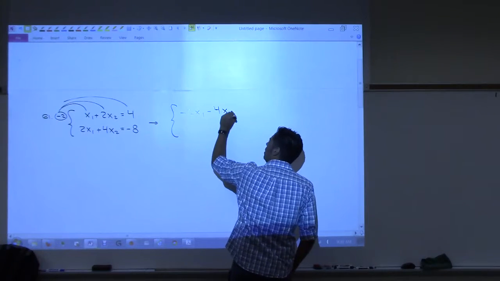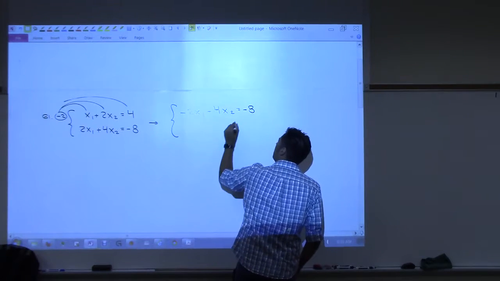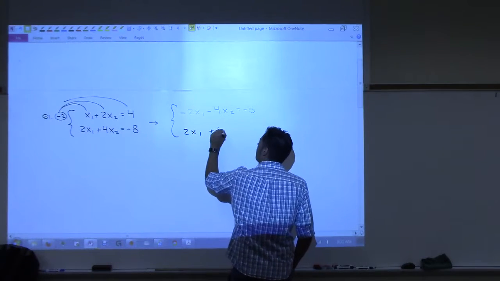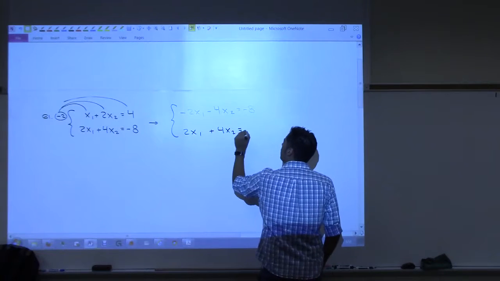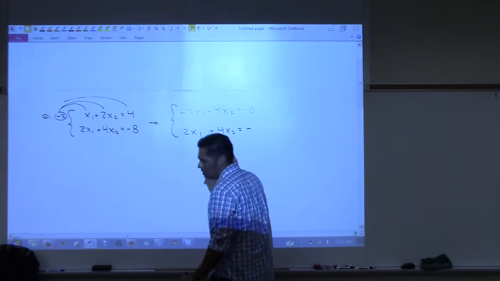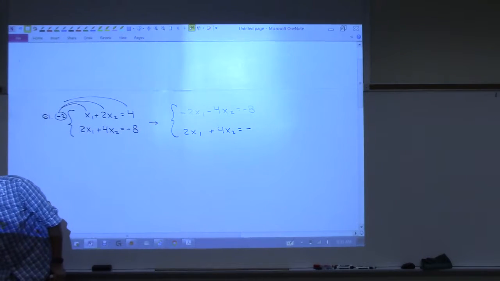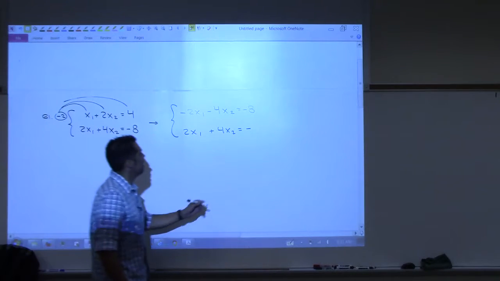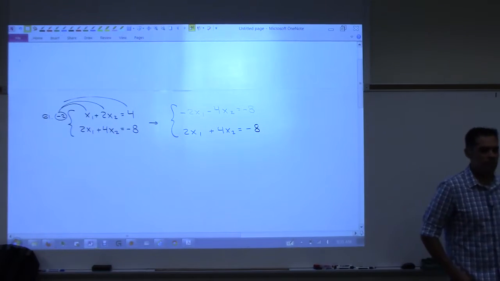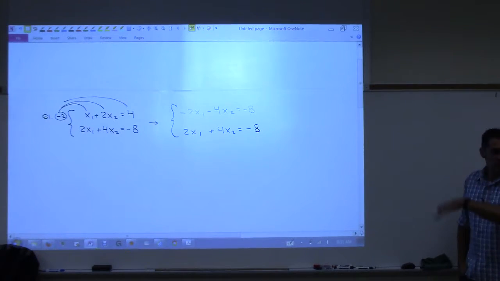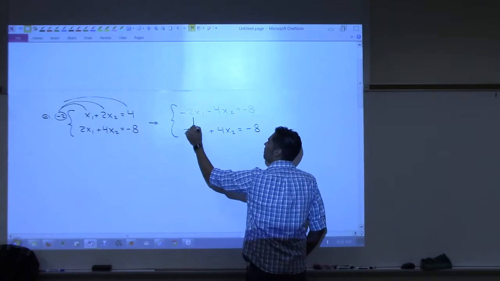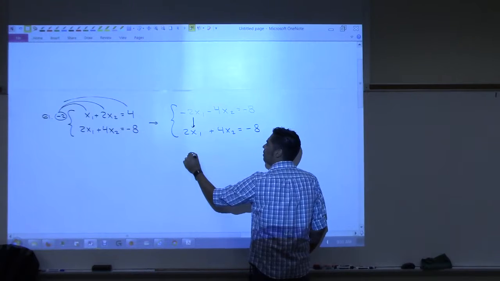-4x2, and then -8. And then this one is 2x1 plus 4x2 equals negative. Did I copy that down right? It was -8? Yeah, so it's -8 again? Okay. All right, so that's what you did. And then you add straight down. And this is where you're going to run into a problem. Because when you add these together, you get 0.